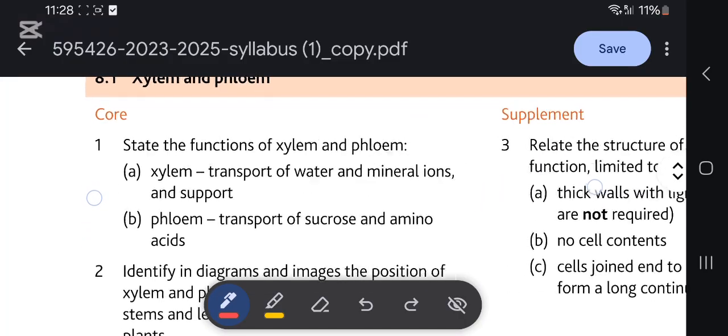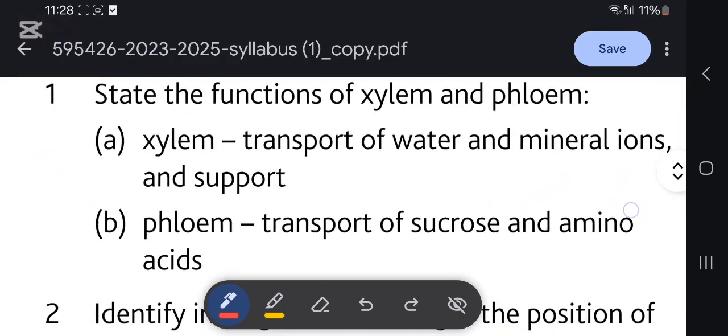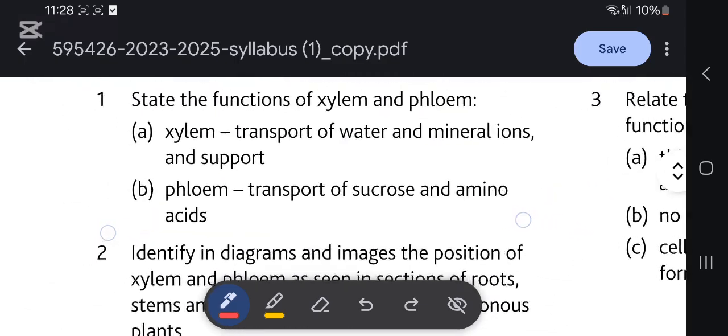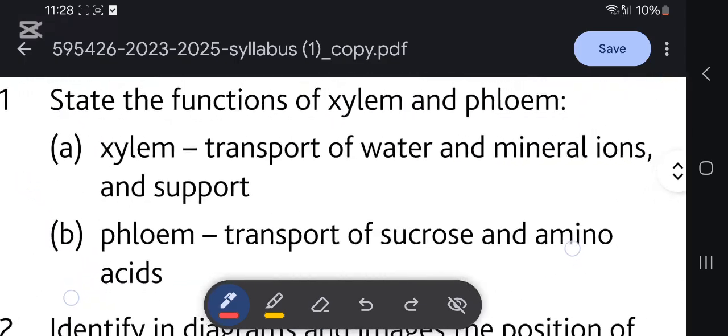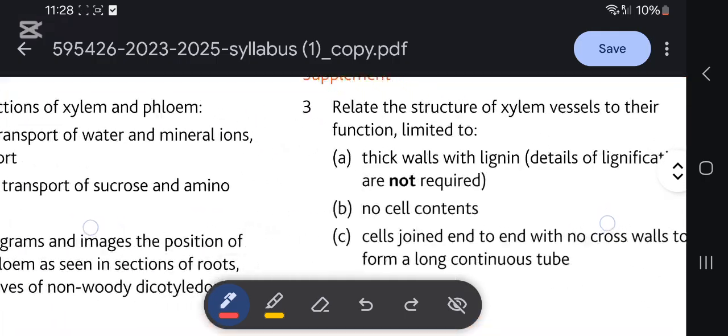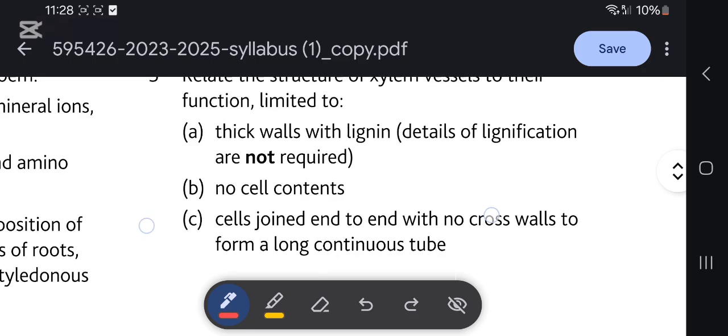Now, transport in plants is a pretty straightforward chapter, to be honest. Xylem is for the transport of water and mineral ions, and support, and phloem is for the transport of sucrose and amino acids. All right, xylem is for the transport of water and minerals. Okay, then there are many structures in xylem that you should be familiar with.